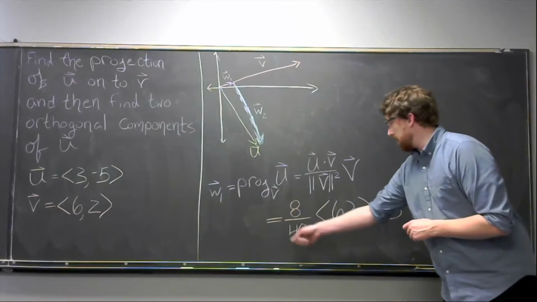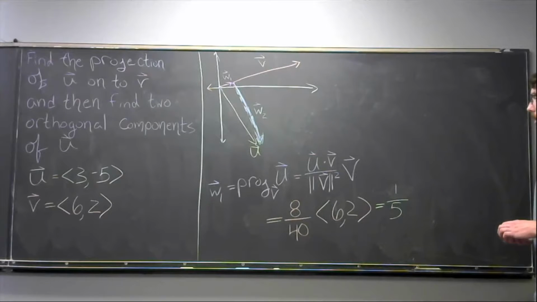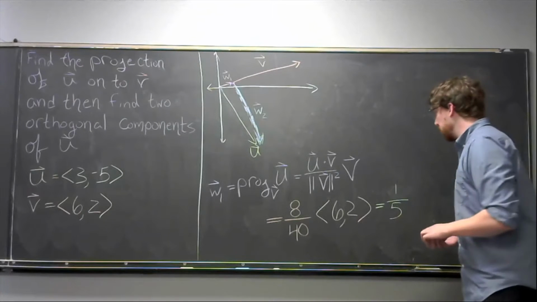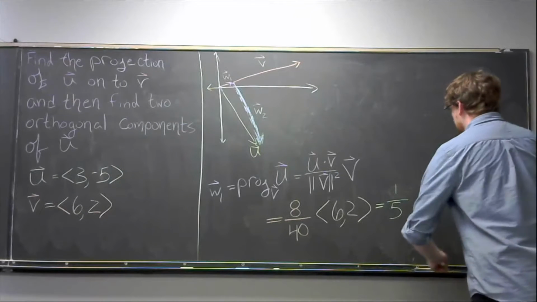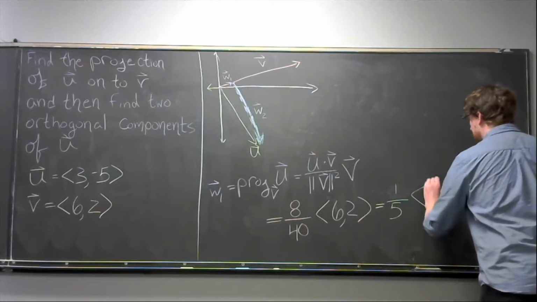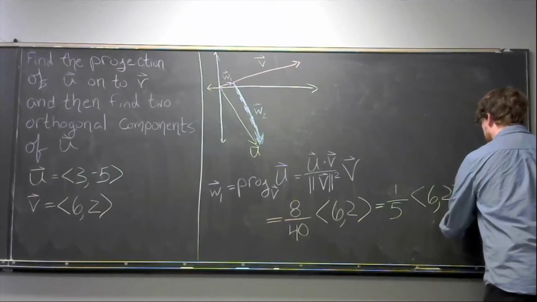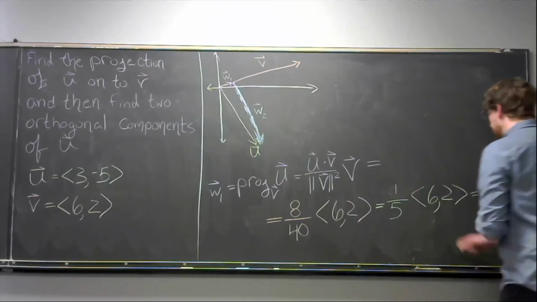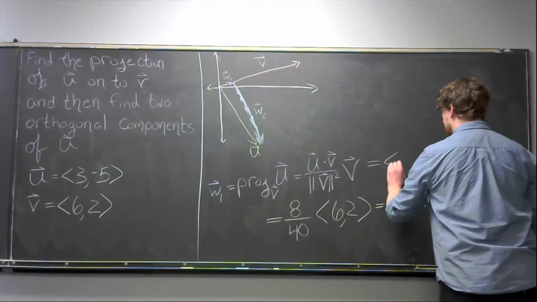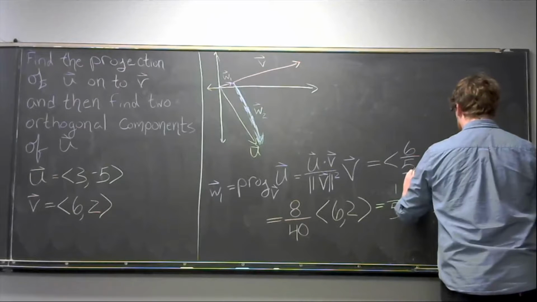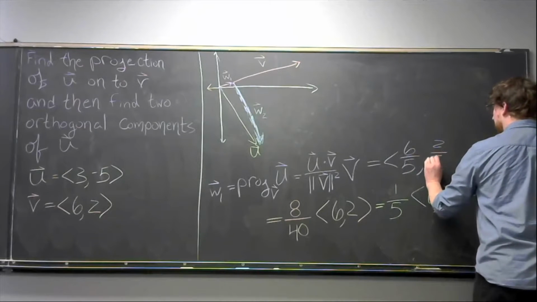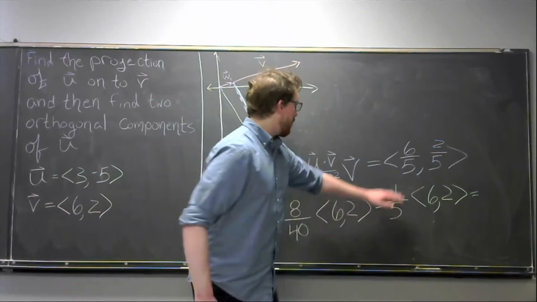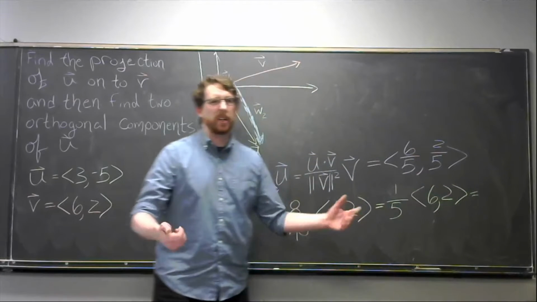This fraction can be reduced to just 1 over 5 because 8 is divisible by itself once, 40 is divisible by 8 5 times. So what we're going to have is 1 over 5 times 6, 2, which is equal to 6 over 5, 2 over 5. I just decided to write it here instead of over here because I was going to be crunched for space.